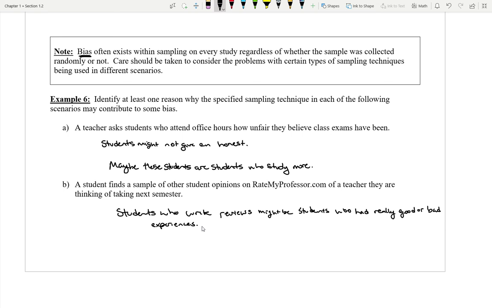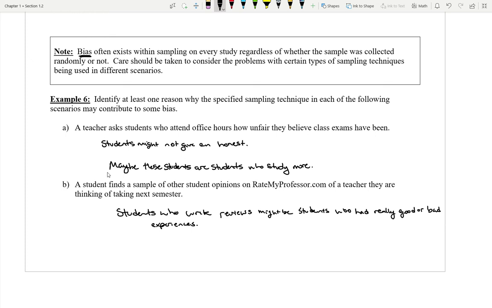So we can see again that that doesn't invalidate the experiences that are written on there, but it just means that it might not be a representative experience. It might just be that individual experience. And so we have to be careful when using things like this. Bias always creeps in, and we have to make sure that we try to control for as much bias as possible. Whether by, in something like part A, asking students to express their opinions anonymously so we can get around not giving honest answers.